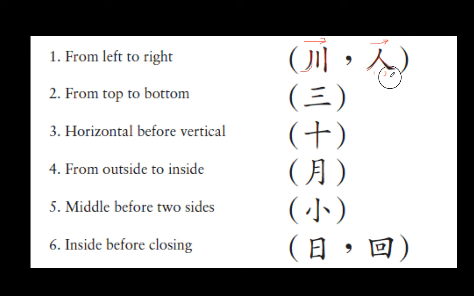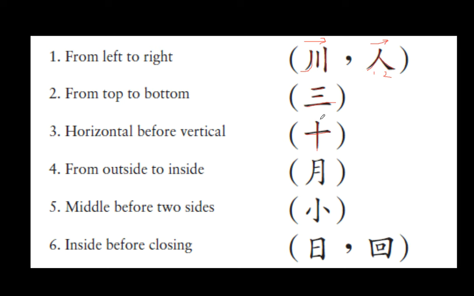好, the second rule is from top to bottom. For example, this is character 三 means 3. 3 lines, right? Very easy to remember. When you write the characters, you have to write from top, the middle longer 横, and the shortest 横, and the longest 横. Number 3 is horizontal before vertical. So 横 before 竖. So you have to write 横 first, and then 竖 second. Not 竖 first, then 横 second.